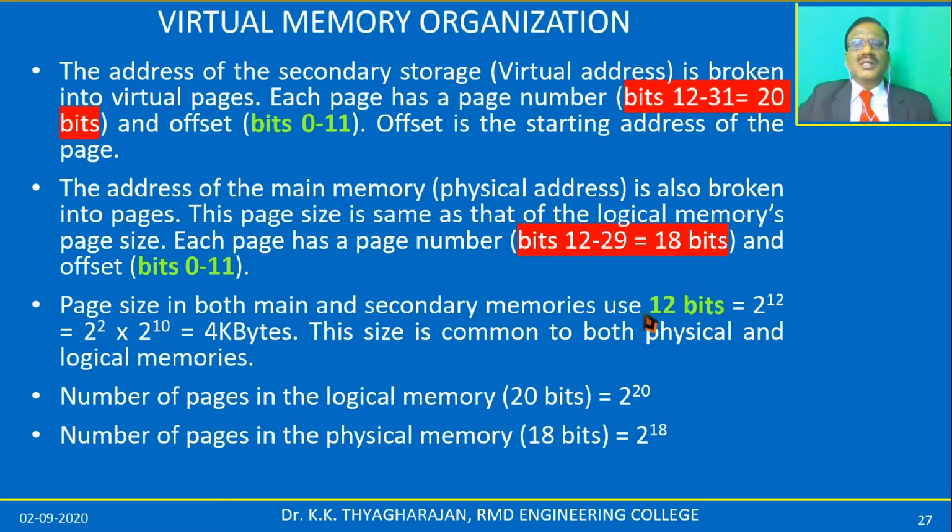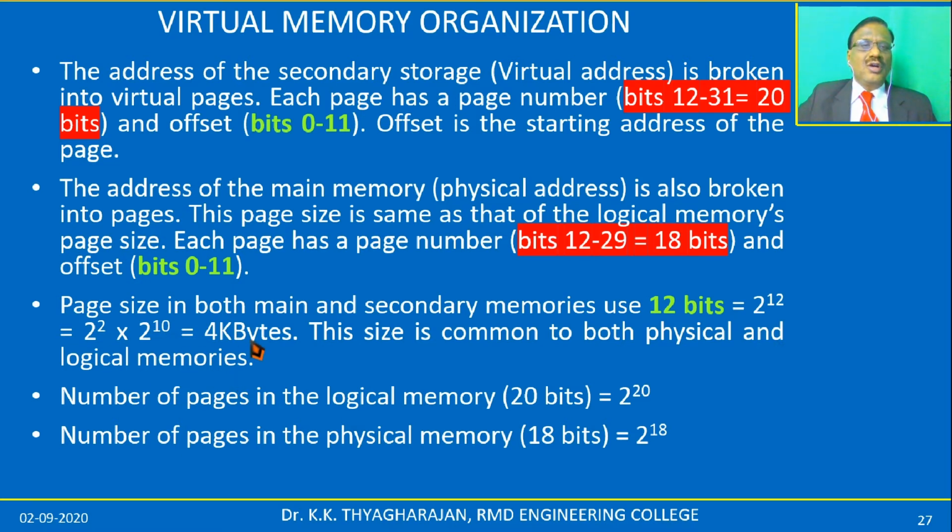Using these 12 bits, you will be able to address 2 power 12 locations or bytes. So 2 power 12 can be written as 2 power 2 into 2 power 10. This 2 power 10 is nothing but kilo, and this 2 power 2 is 4. So you can say that 4 kilobytes can be accessed using these 12 bits. So 12 bits means you can address 4 kilobytes of memory. So this size is common to both physical and logical memories.